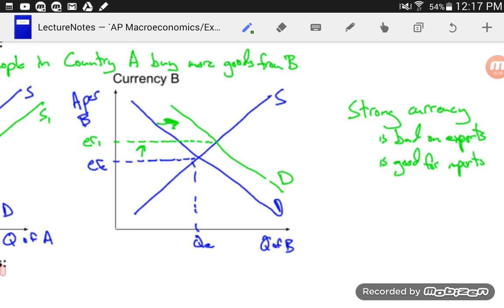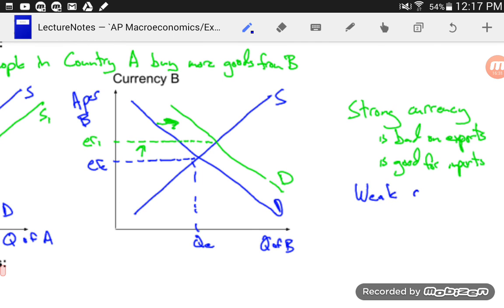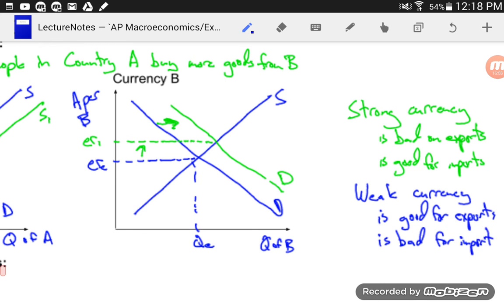So as that currency is getting stronger and stronger, it's making it easier for people who live in country B and have that currency to be able to buy stuff because their currency is worth more. But it's harder and harder to be able to sell stuff overseas because that currency is getting stronger. Obviously, the reverse is true. A weak currency is good for exports because it's relatively cheap for other people to buy your stuff because they're buying it with your cheap currency, and it's bad for imports because it's hard for you to buy foreign-made stuff if the money you're trying to buy it with is not worth very much.